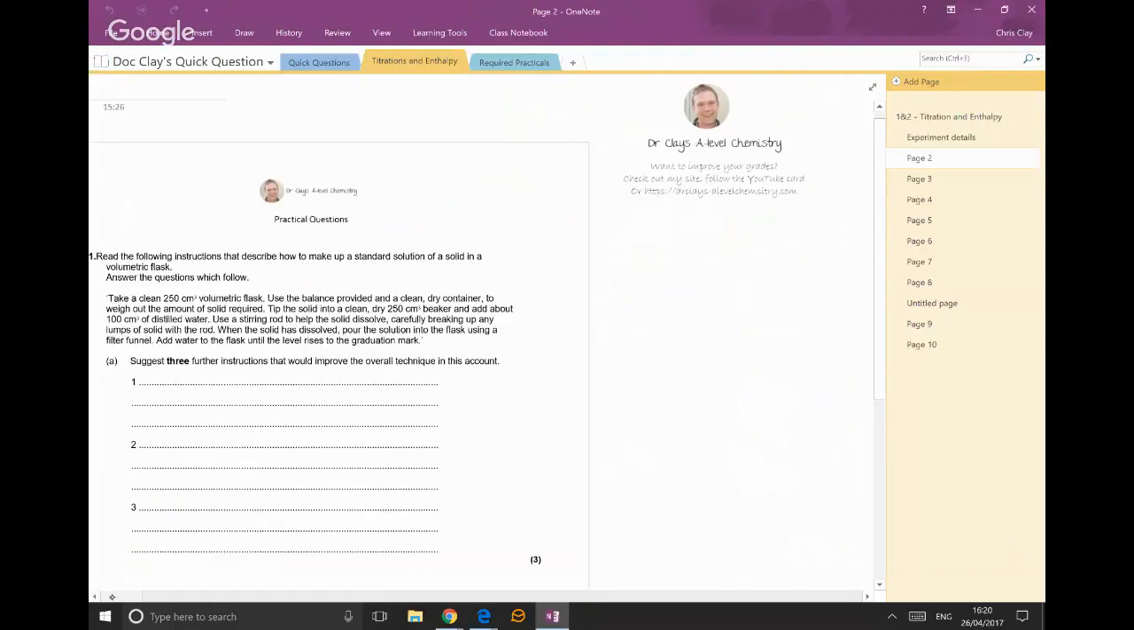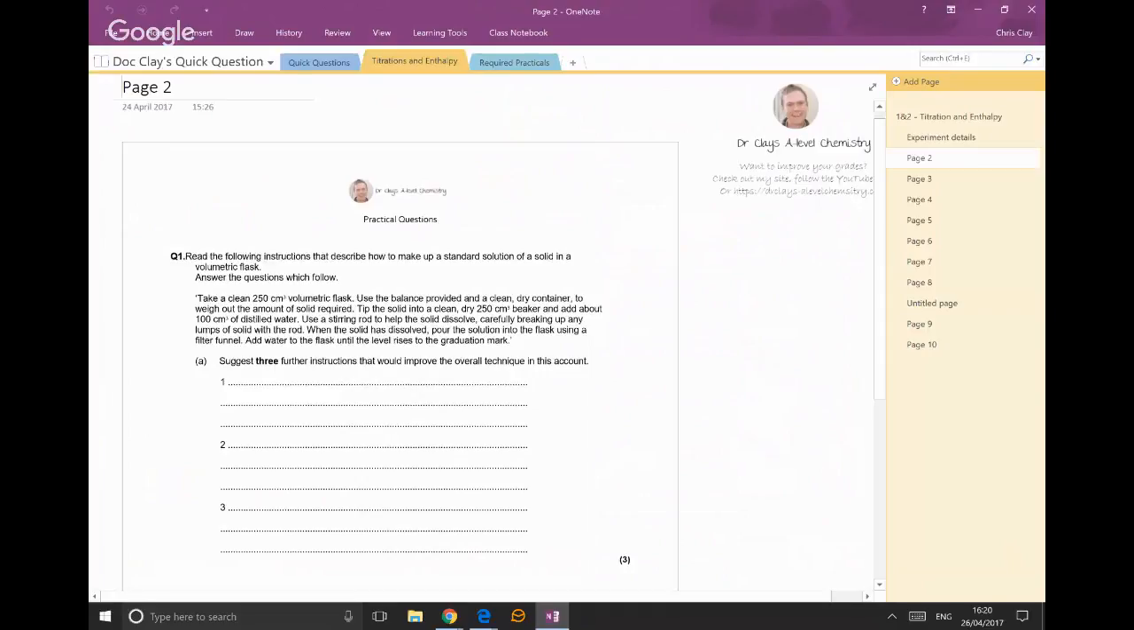So here we go. Read the following instructions. Classic sort of question is to try and get you to look at some instructions on an exam paper and see if you can work out how you could improve a reaction. Take a clean 250 cm³ volumetric flask, use a balance provided and a clean dry container to weigh out the amount of solid required. Tip the solid into a clean dry 250 cm³ beaker and add about 100 cm³ of distilled water. Use a stirring rod to help the solid dissolve, carefully breaking up any lumps of solid with the rod.